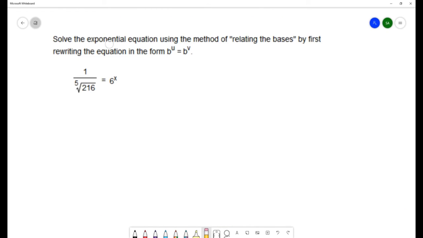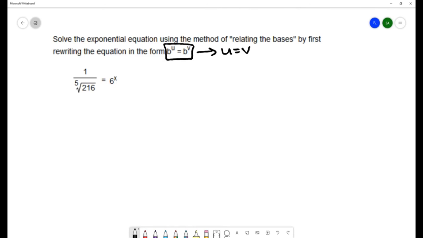Solve the exponential equation using the method of relating the bases by first rewriting the equation in the form b to the u equals b to the v. With this relating the bases method, we're writing it this way so that we can apply the one-to-one property. The one-to-one property says that when the bases are the same like this, the exponents must be equal to each other. So it allows us to simplify that equation into something that we're more familiar with.